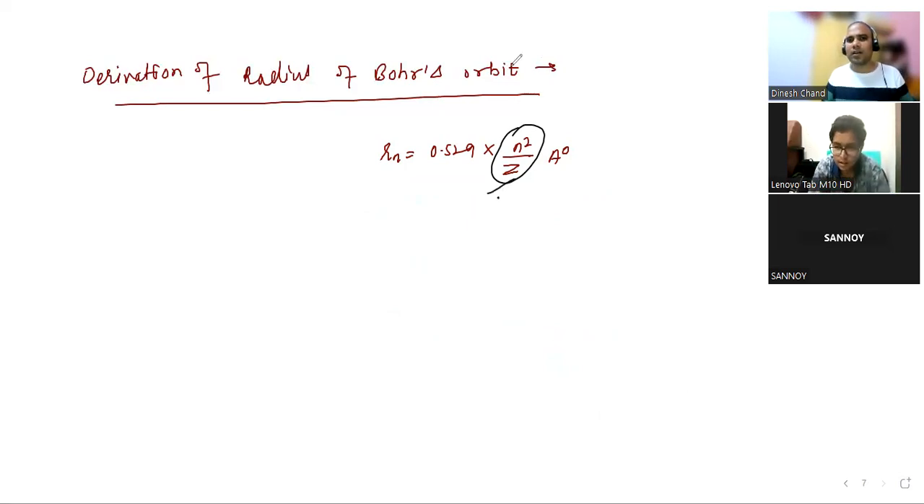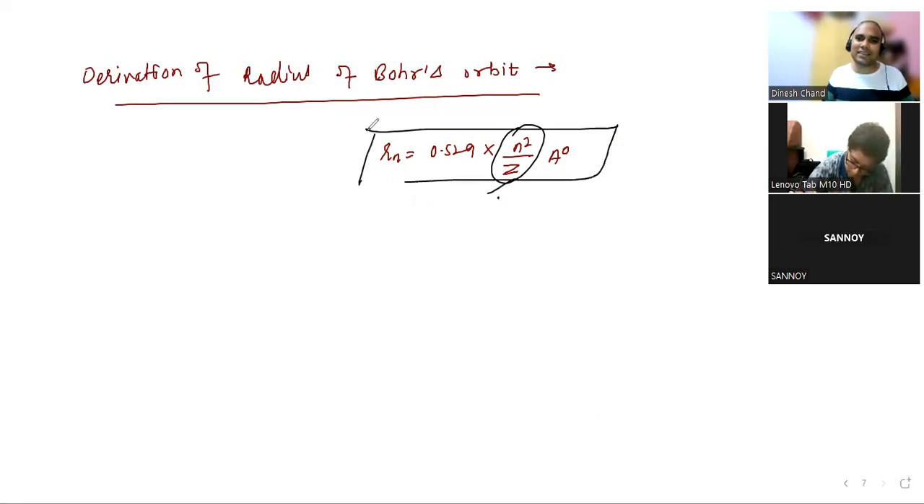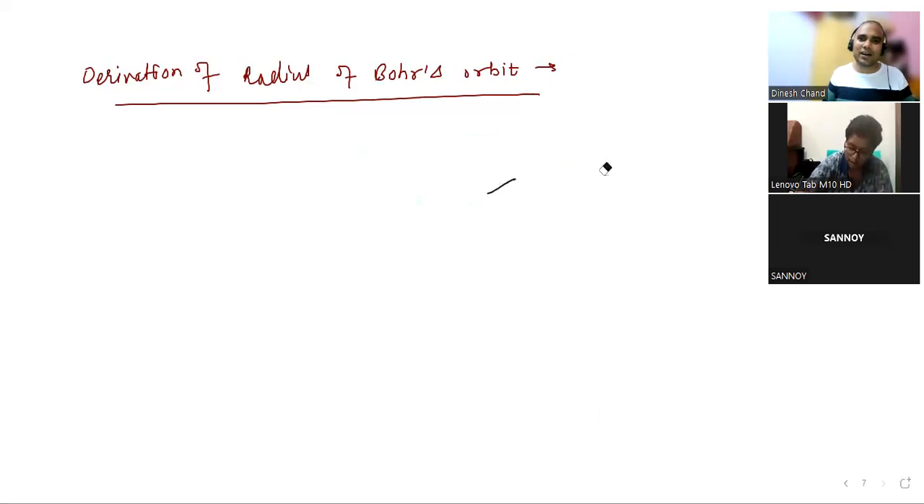If you are not going to forget, let it be like that. No, sir, I may forget. Sir, you please explain. Okay. See, how it is calculated: it is calculated from centripetal force.